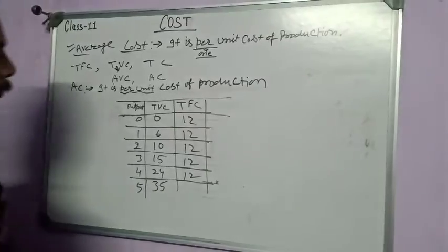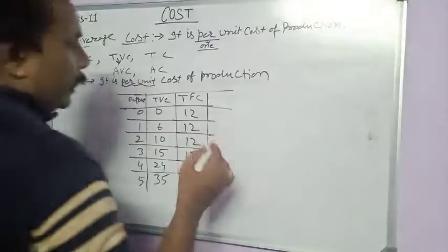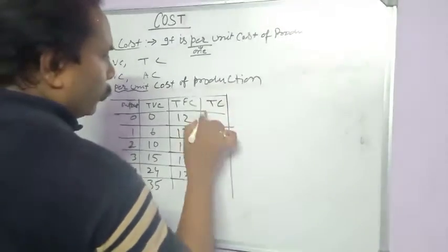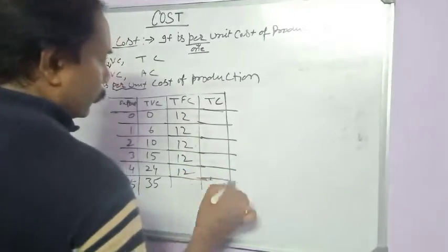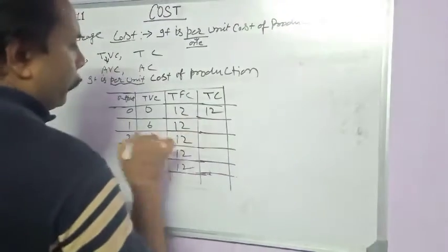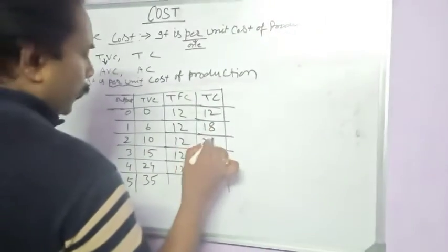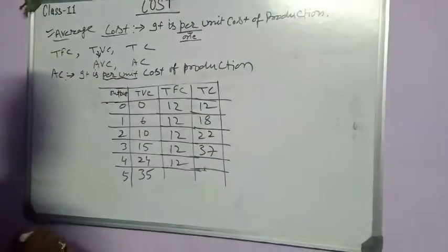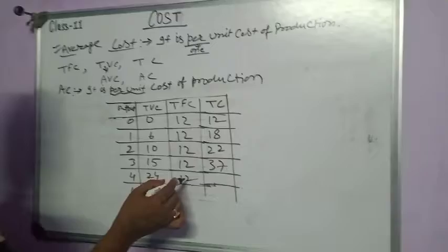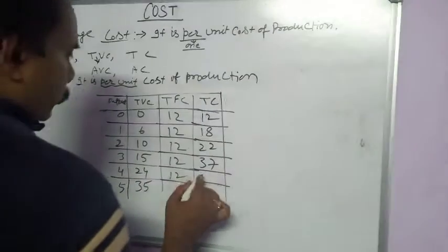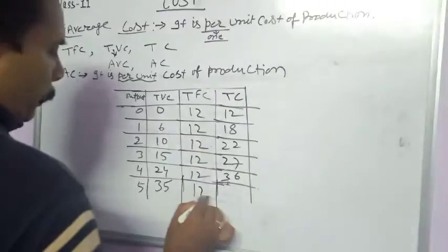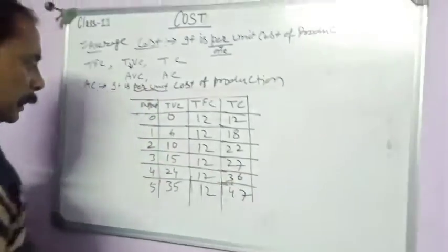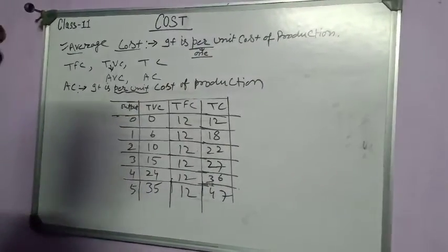Clear? Now we have already calculated the value of TC by adding both. So 12 plus 0, 12. 12 plus 6, that is 18. 12 plus 10, that is 22. 12 plus 15, that is 27. 12 plus 24, that is 36. 12 plus 35, that is 47. Clear? So we have already calculated TC.